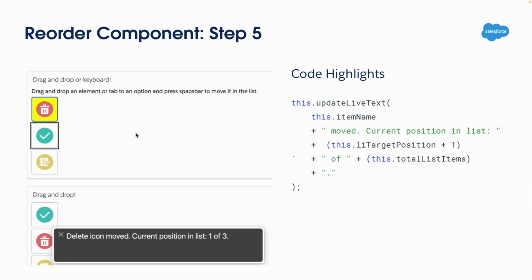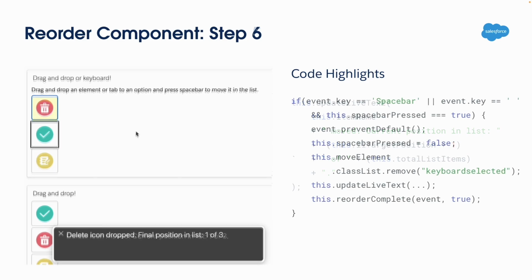And so the user now has pressed the up key, and it says delete icon moved, current position in list 1 of 3. Okay, in the code highlights, we have my method that is set updating the live text. So I'm calling it with the message that I want to share. So that's what's being broadcast to there. And I can see a little black box on the screen there too. That's just done from the VoiceOver. It's just adding that there.